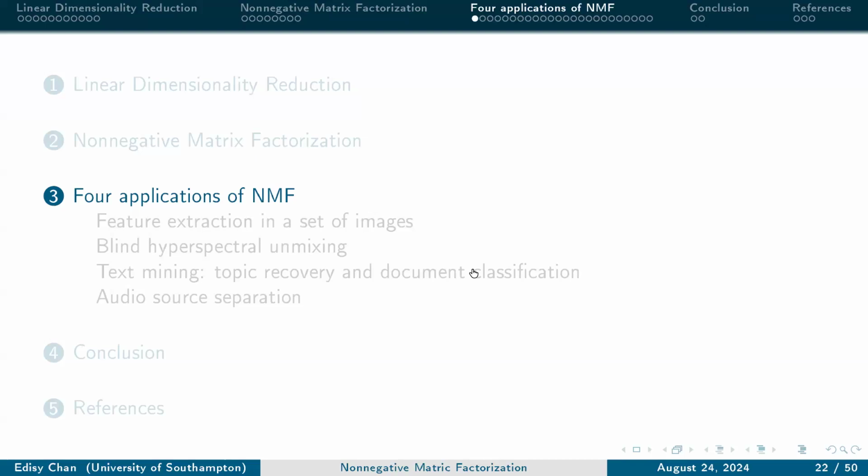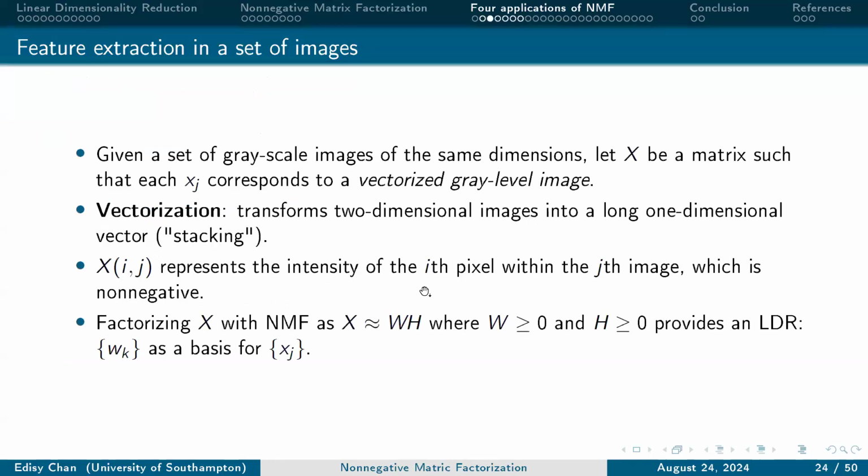So we are ready to talk about the applications of NMF. I'm going to introduce four kinds of applications which make use of NMF, and talk about how we can formulate them using NMF. The first is feature extraction in a set of images. We basically do it in this way.